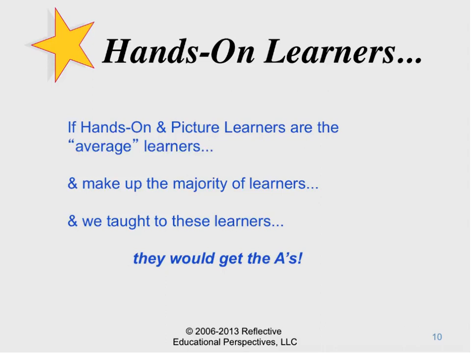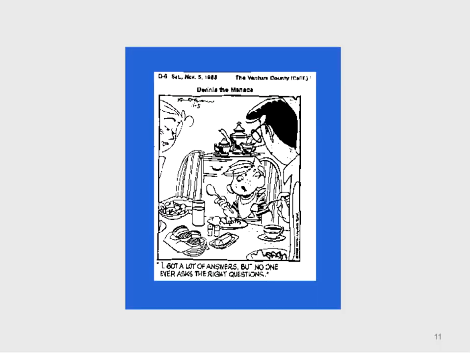And what we don't think about is that if hands-on and picture learners are the average learners, the quote average because they're the majority, if we taught to those learners, they would be the ones getting the A's. So this is really something to think about, especially if you yourself have been labeled learning disabled or you have children who have been labeled either formally or informally.